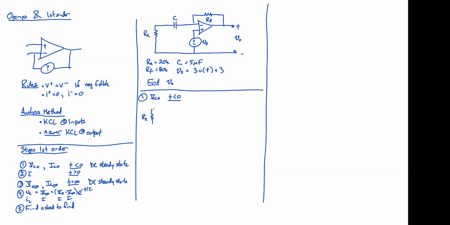We've got our R sub A. What does the capacitor become? An open. Uh-oh, you've got a problem. I said to find VC, but there's no VC anywhere.